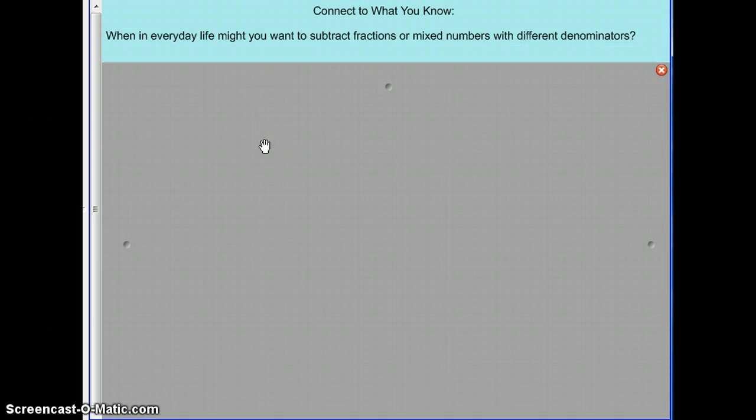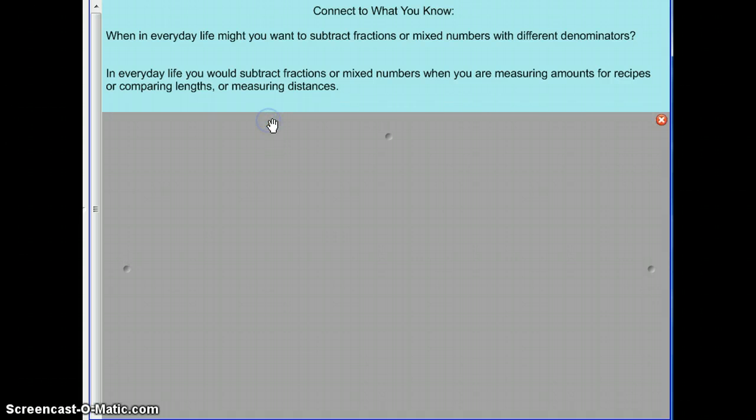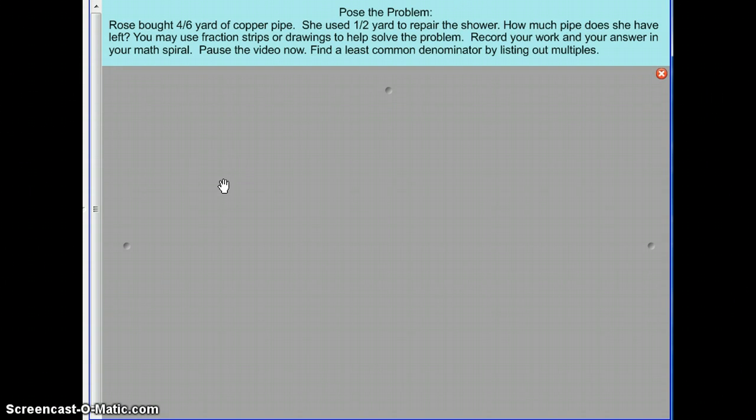When in everyday life might you want to subtract fractions or mixed numbers with different denominators? In everyday life, you would subtract fractions or mixed numbers when you are measuring amounts for recipes, comparing lengths, or measuring distances. If you did well in adding mixed numbers and fractions, you'll do fine here.